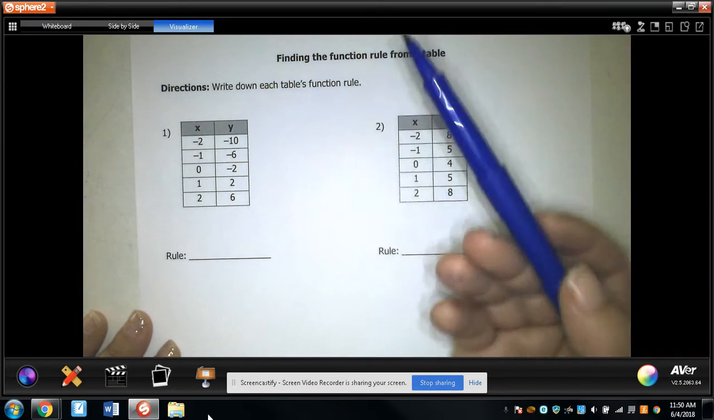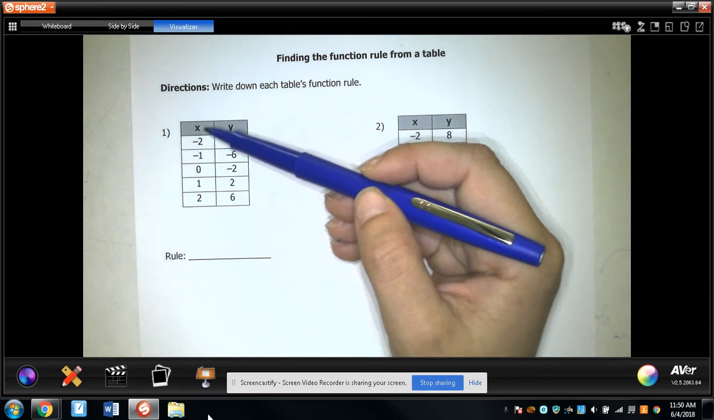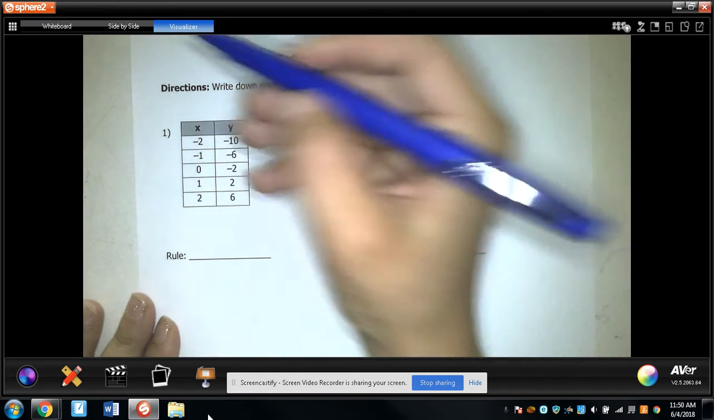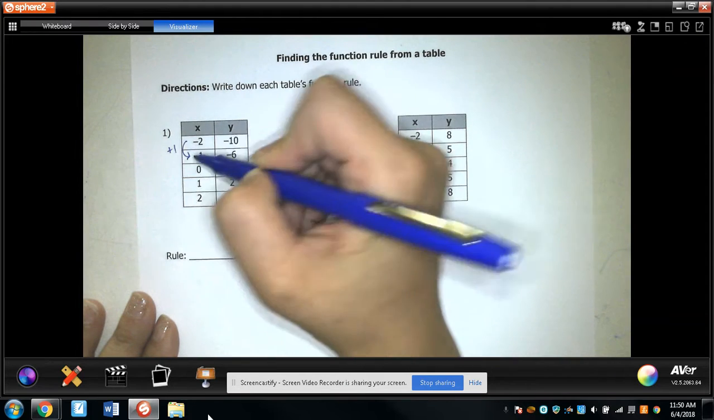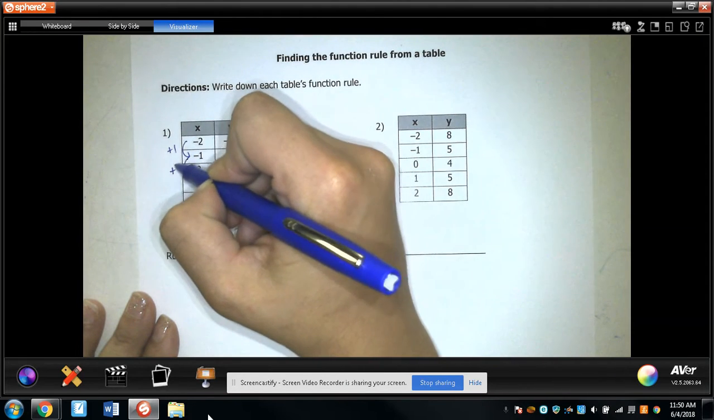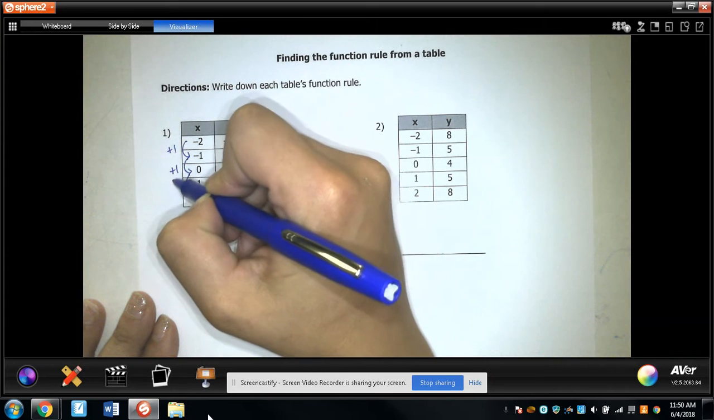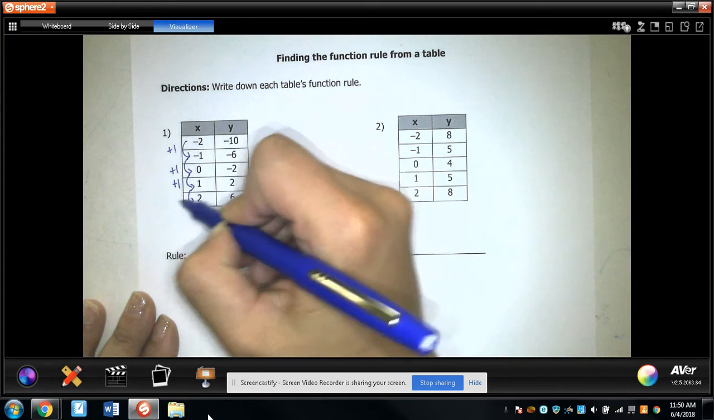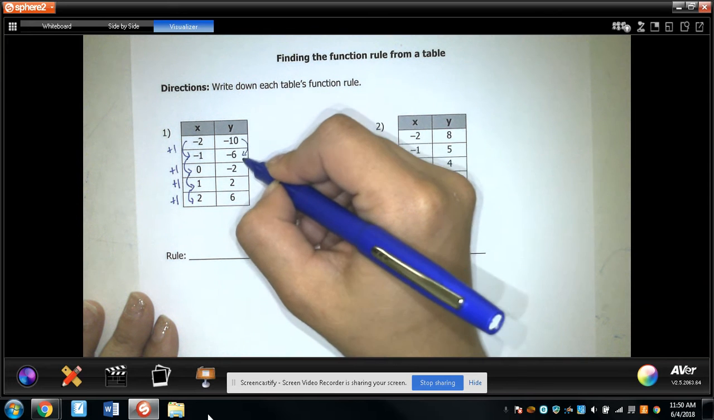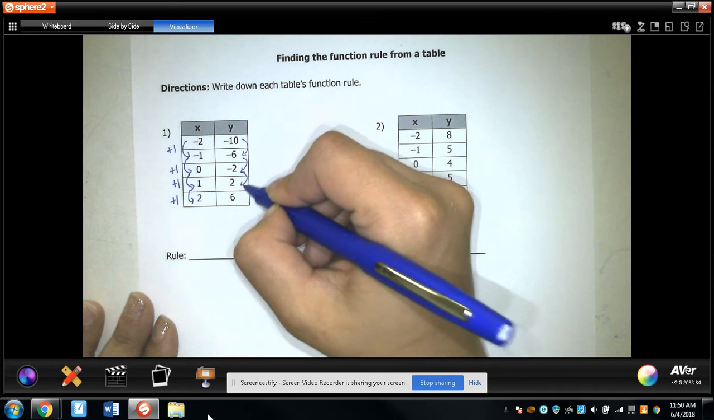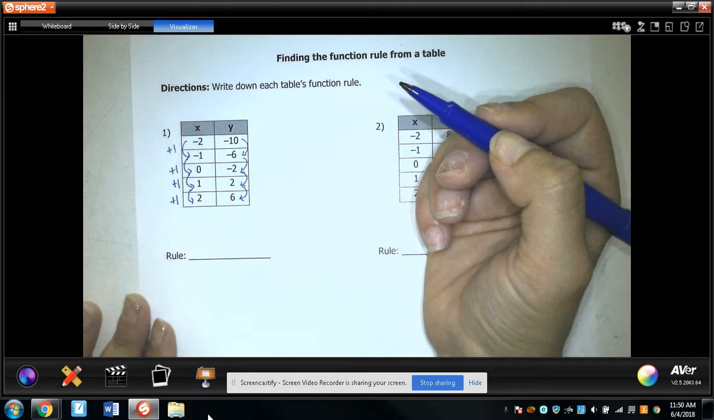The first thing I usually do is I check to see if the numbers in the x column are consecutive. So let's see, from -2 to -1, they increase by 1. From -1 to 0, they increase by 1. From 0 to 1, they increase by 1. And from 1 to 2, they increase by 1. So therefore, whatever change occurs here, that is going to be the slope of my formula.